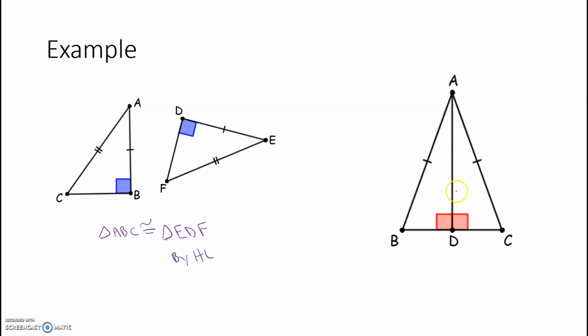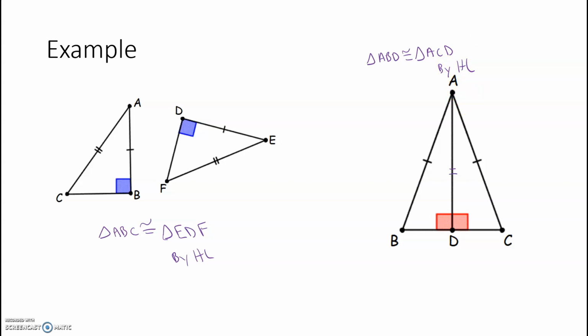Here's another one. Remember that reflexive side, AD in this triangle is the same as AD in this triangle. If you want to mark it just to see it, remember that's the reflexive property. Again, we have a hypotenuse across from that right angle. Our hypotenuse is in common, and they share a leg with that reflexive side, AD. So we would say triangle ABD is congruent to triangle ACD, and they're congruent by hypotenuse leg.